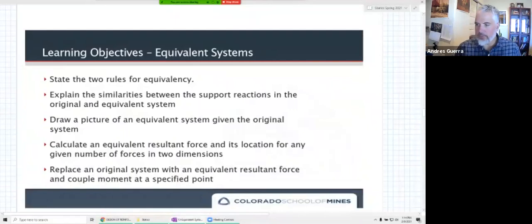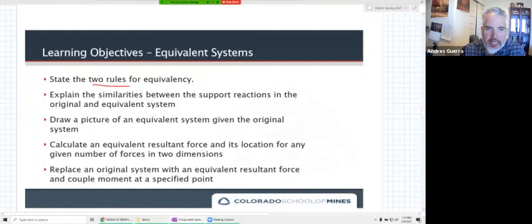Great questions. Thank you. Okay, so today's topic is equivalent systems. This is not on the upcoming exam, but it's relevant to what we're doing. And so we have these two rules for equivalency that we'll talk about. And then we need what we're talking about with equivalency. And actually, we've mentioned equivalency before. And it's when we did the resultant force.